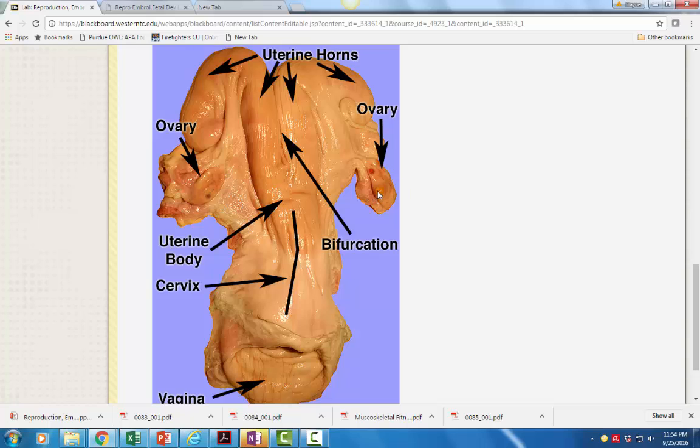Here's a real classic, nice looking yellow. Luteal means yellow in science or in clinical terminology. So there's a large yellow corpus luteum cyst there on the surface of this ovary.